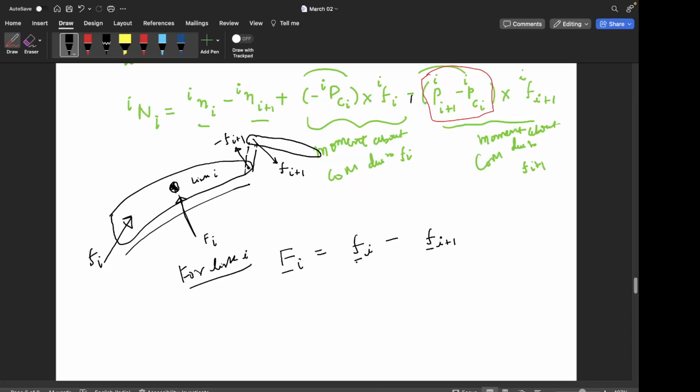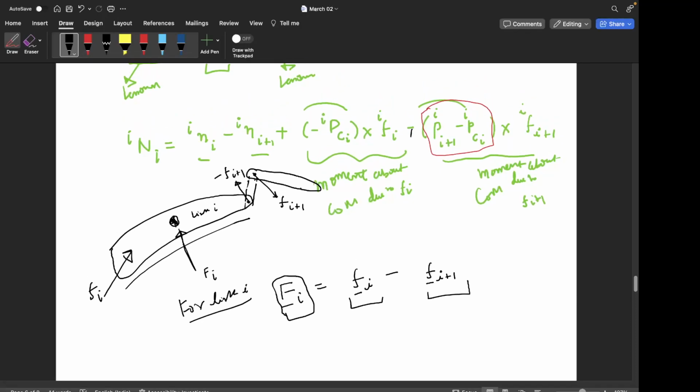So the concept here is that in order to generate the same force which is there on the center of mass, what are the forces on the two joints of that link? The forces are Fi and Fi plus 1. This Fi plus 1 is the reaction of the force acting on joint I plus 1, on link I plus 1. Are you clear now? Yeah.